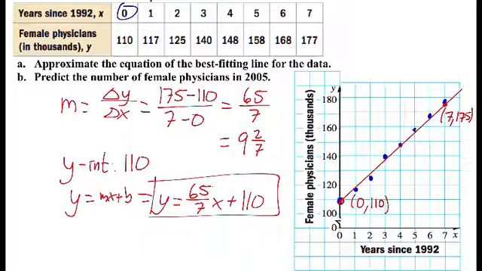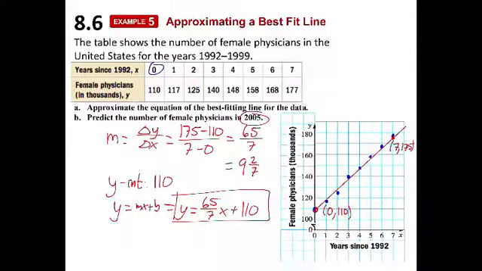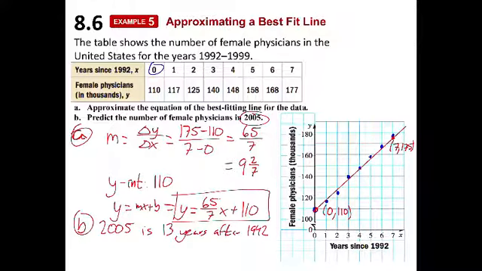Now the second part says predict the number of female physicians in 2005. So that was part A we just did there. In 2005, how many years after 1992 is that? So we got 2005 is 13 years after 1992. So that means we're going to plug in x equals 13. So we're going to do y equals, I'm still going to stick with 65 over 7, and our x now we're going to use is 13. Still using the same y-intercept, we're going to have plus 110.